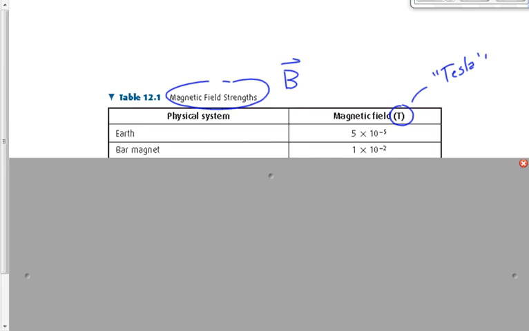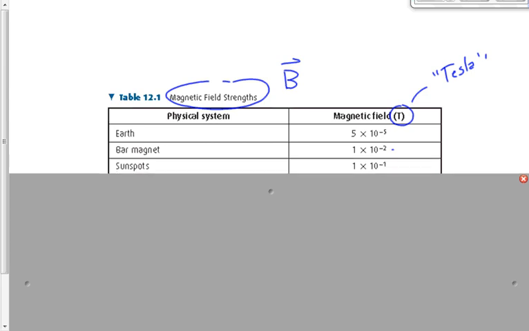But when you brought the compass nearby the bar magnet, what affected that compass more? The bar magnet or the Earth? The bar magnet, right? So the bar magnet's magnetic field was stronger than the Earth's magnetic field by a lot. On average, a bar magnet is about 1,000 times, 10 to the 3 times, stronger than the Earth's magnetic field.